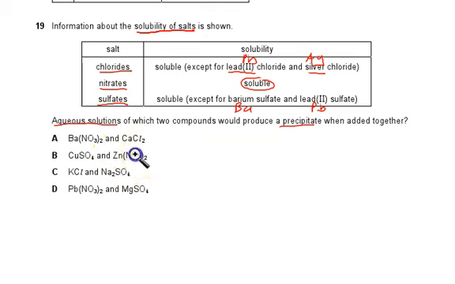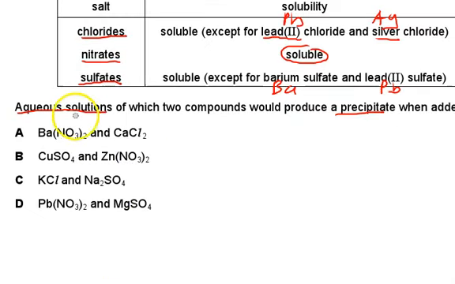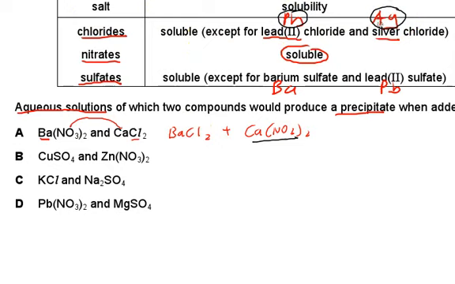Okay, now here we have to go through one by one. Barium will combine with chlorine. You have barium chloride. Calcium with nitrate, so you have calcium nitrate. Calcium nitrate is soluble. And chloride, except for plumbum and also argentum, silver, is insoluble. Barium chloride is still soluble, right? So this one does not produce a precipitate.